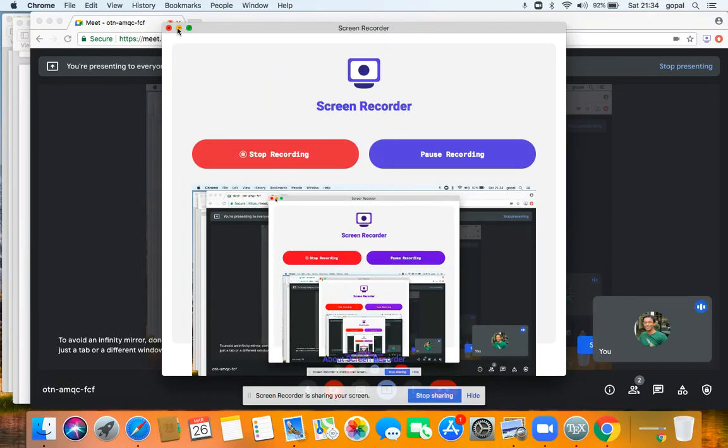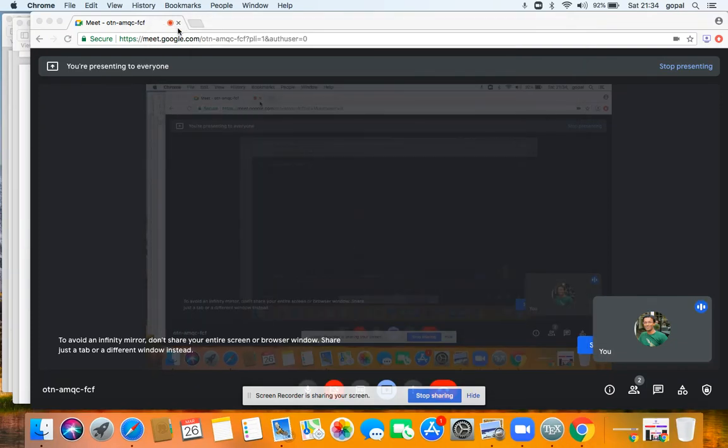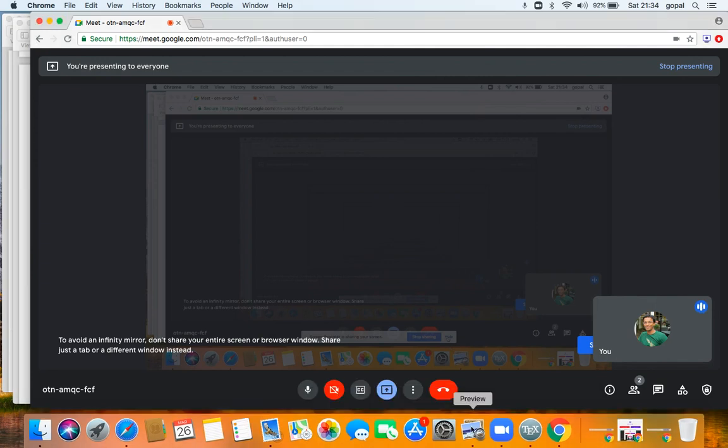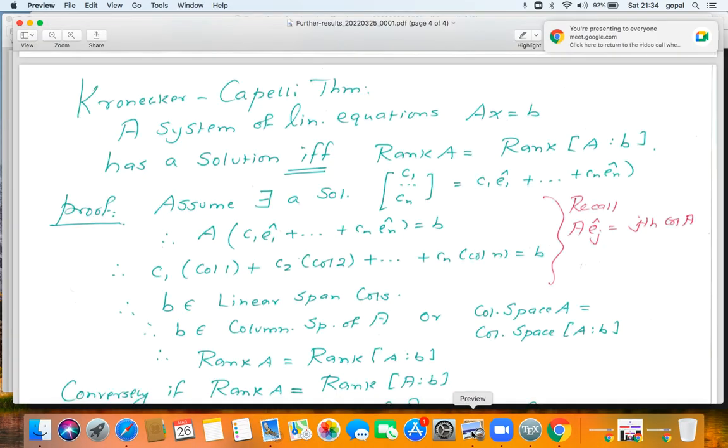Hello, so this is lecture 5B. Here we shall first prove the Kronecker-Capelli theorem. So what is the Kronecker-Capelli theorem? A system of linear equations Ax equal to B has a solution if and only if the rank of the associated matrix equals the rank of the augmented matrix. Well, this is called the Kronecker-Capelli theorem.